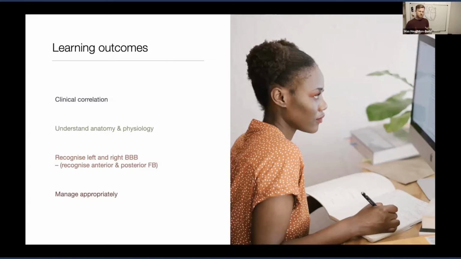And then to understand the anatomy and physiology of the bottom part of the conduction system and how that relates to cardiac function. And then obviously we'll learn to recognize left and right bundle branch blocks on the surface ECG. And I've put in brackets there because, depending on your level, you may hopefully go away with an ability to recognize anterior and posterior fascicular blocks as well. And then finally, as I mentioned, ideally we'll have some discussion around management and how to manage these cases appropriately in that clinical context.